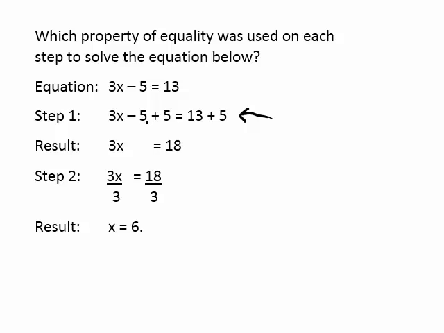And the answer is, if you look at it, it was 3x minus 5, but now it's 3x minus 5 plus 5. And it was 13, now it's 13 plus 5. So what we've done is we've used the addition property of equality.